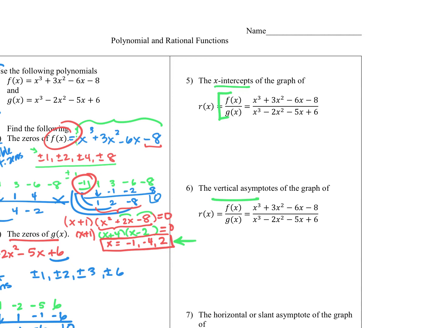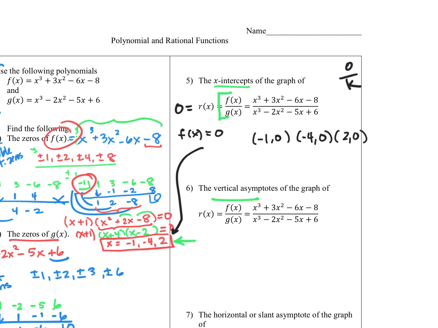So to find the x-intercepts of a rational function, that's telling us when our function is equal to 0. Well, a fraction is equal to 0 if the numerator is. Okay, so our numerator is really looking at f of x. So we know that f of x, when did that equal 0? It happened at all of those values. And so again, the x-intercepts for this graph will be (-1, 0), (-4, 0), and (2, 0) by looking at that number 1.